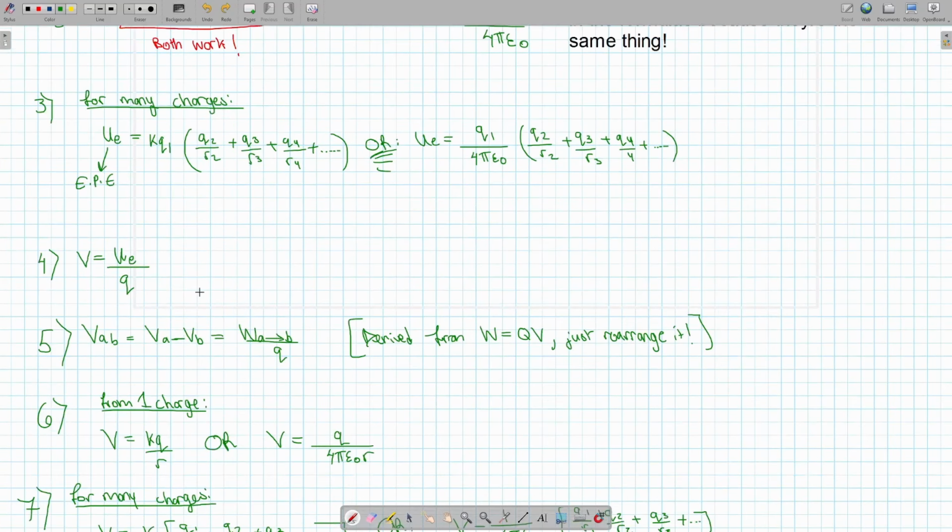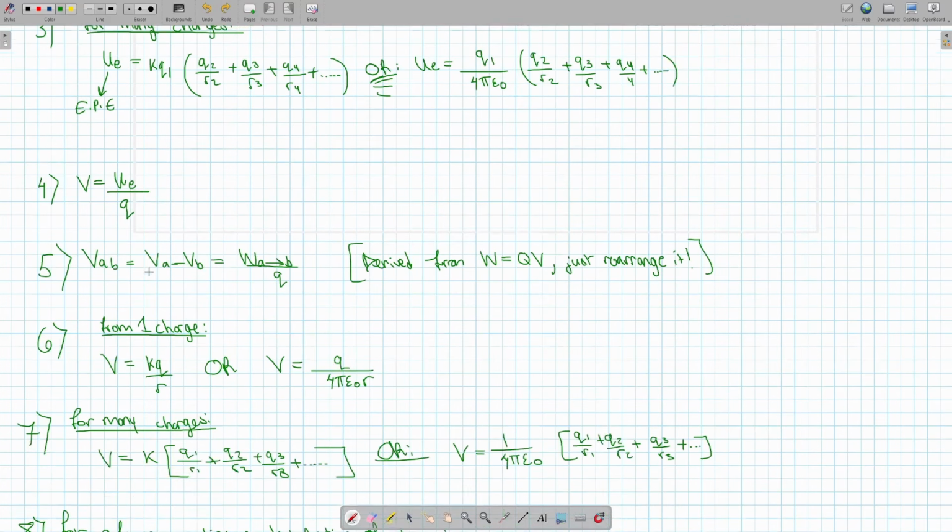Alright, V is equal to U over Q. Again, very easy formula. This is also derived from W is equal to QV. Very similar to it, okay? Because energy is energy at the end of the day. So V is equal to U over Q.